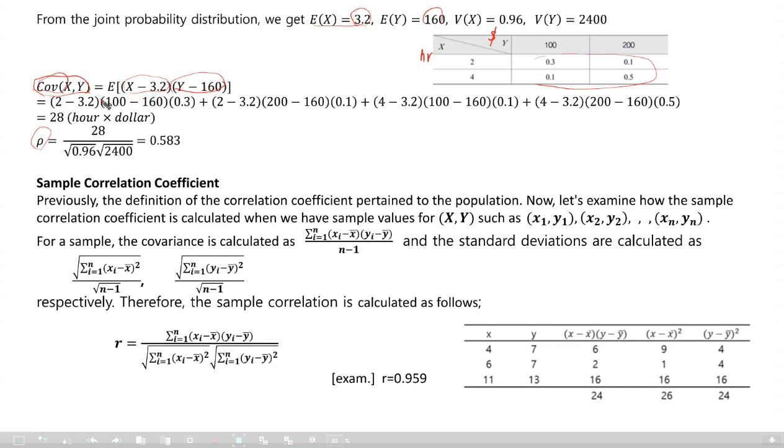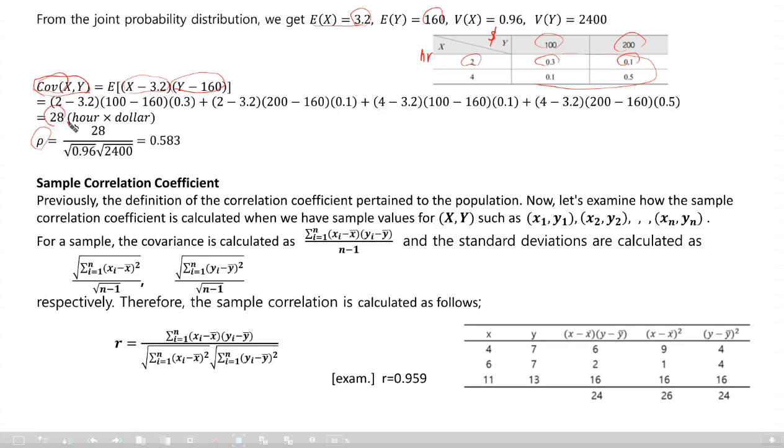So for the four pairs: 2 minus 3.2 times 100 minus 160 times its probability, 0.3, for this pair. Then 2 minus 3.2 for here, 200 minus 160 times its probability, 0.1, and add the others. Then that will be 28.